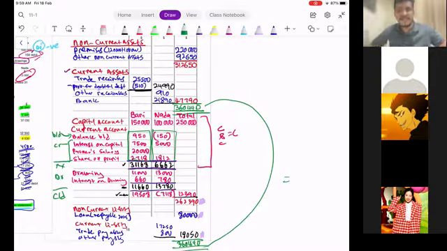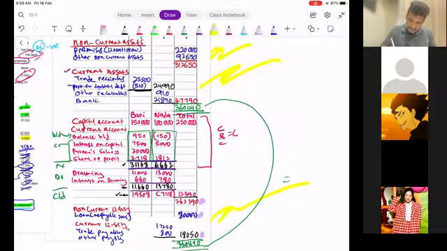Can you check the answer? Any question? See, this one is all the same as whatever we learned in previous chapters. The only difference is this particular part.